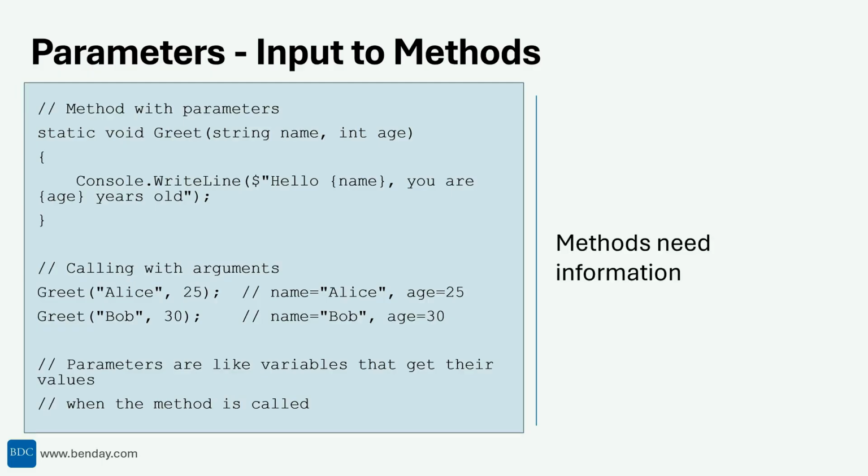Parameters are how we pass data into methods. They're like variables that get filled in when you call the method. The values you pass are called arguments.